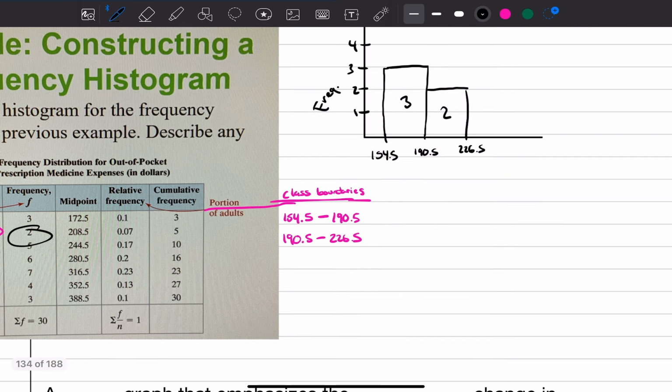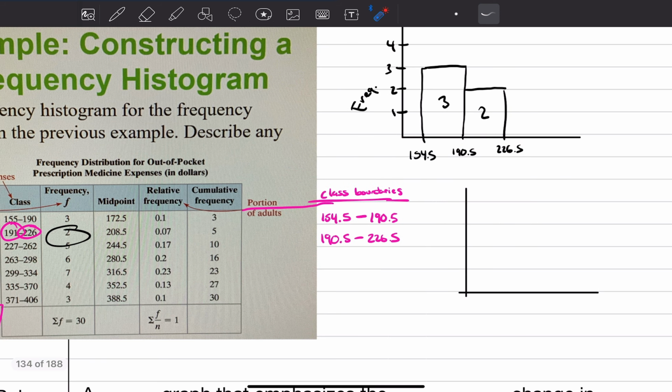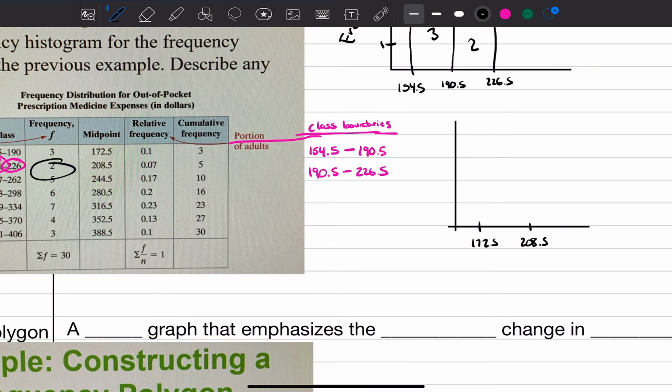Now there's another way to make this same histogram. The only thing that would change is the x-axis. Instead of using the class boundaries for the x-axis, you can also use the midpoints. And this is also very common. So the midpoint of the first class is 172.5. The next one is 208.5. And then you'd keep going with all the midpoints.